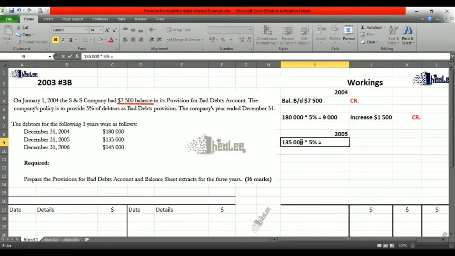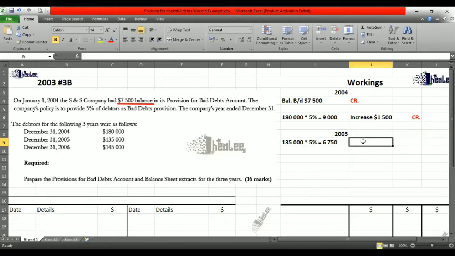What is the value in our provisions account for 2005? And that's 135,000 times the rate of 5%, and that gives us $6,750 as our provision balance for 2005. Now, the next thing is that you're going to determine if there is an increase or decrease in the provisions account.